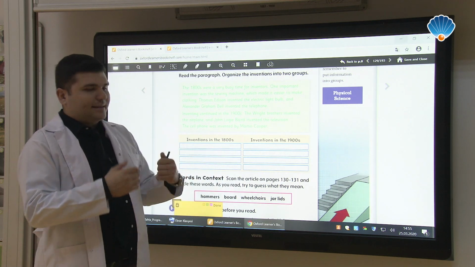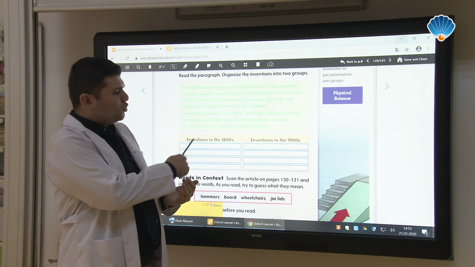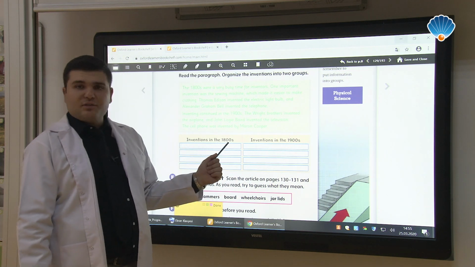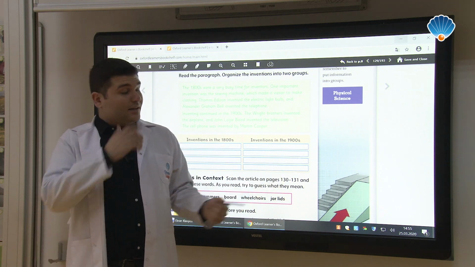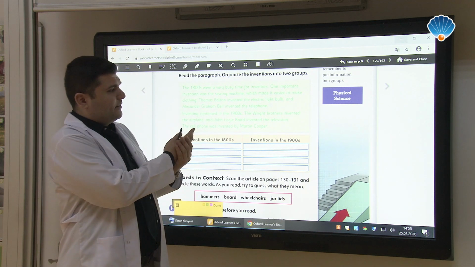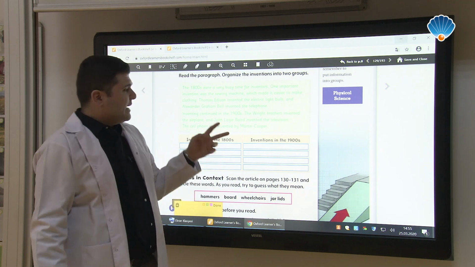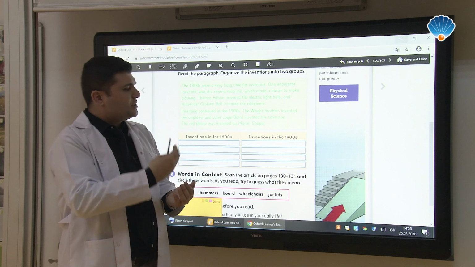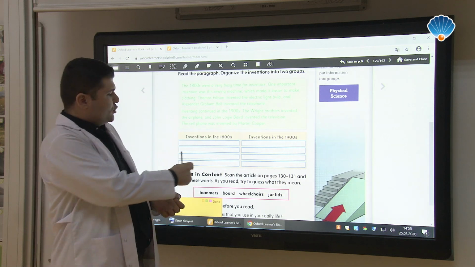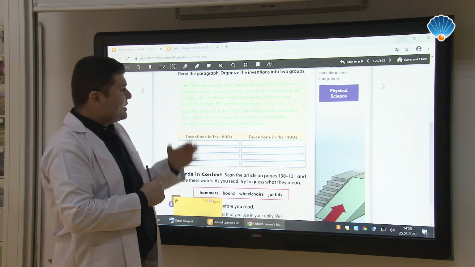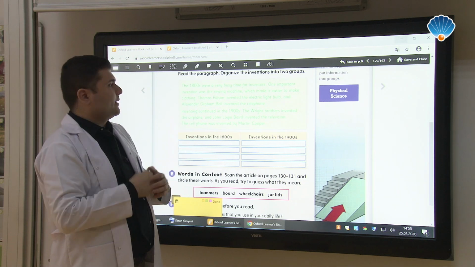So now this part tells us to put these inventions into the groups. So we have the 1800s group and the 1900s group. The answers are clear. You can just find the answers very clearly. We have two different paragraphs and the answers are written. So let's just look at it together. So for the first part, the inventions in the 1800s. So let's just check out the first part.